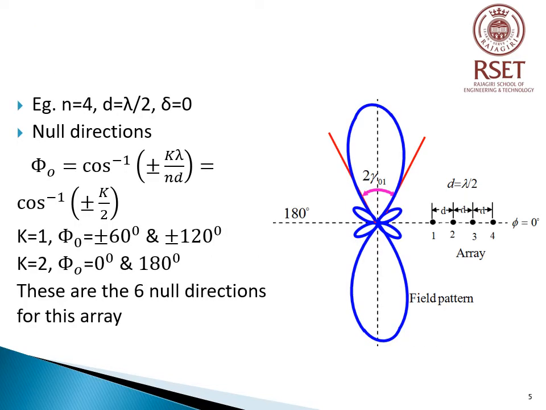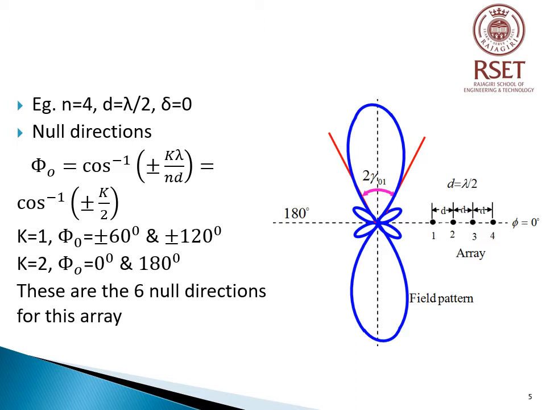We are considering an example for n equal to 4 sources separated by a distance d equal to lambda by 2, and we are considering a broadside array, so delta will be equal to 0. And from the previous slide we can write the expression for the null direction as phi naught is equal to cos inverse plus or minus k into lambda by n into d. Okay, and we substitute for n equal to 4 and d as lambda by 2, and we'll get cos inverse plus or minus k by 2.